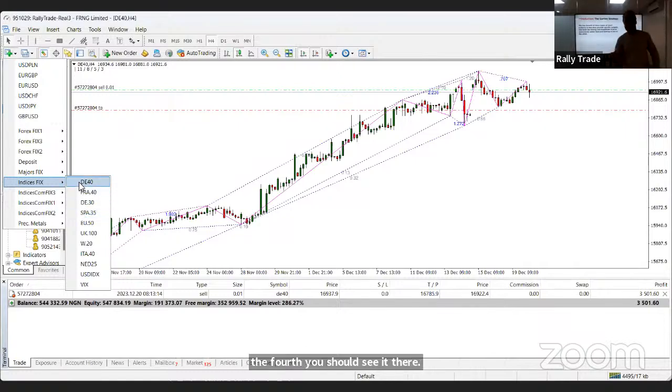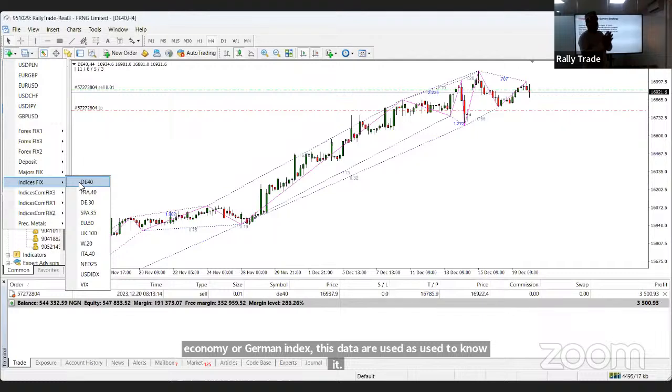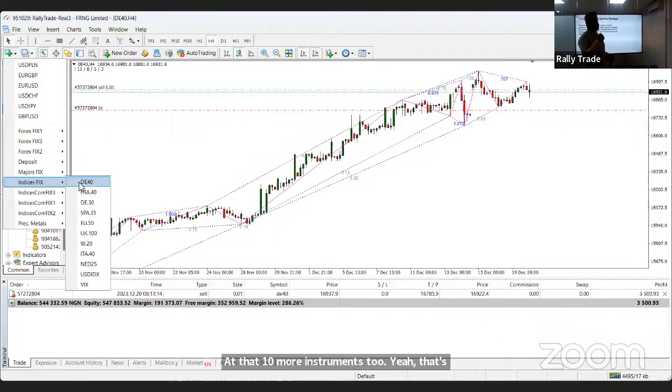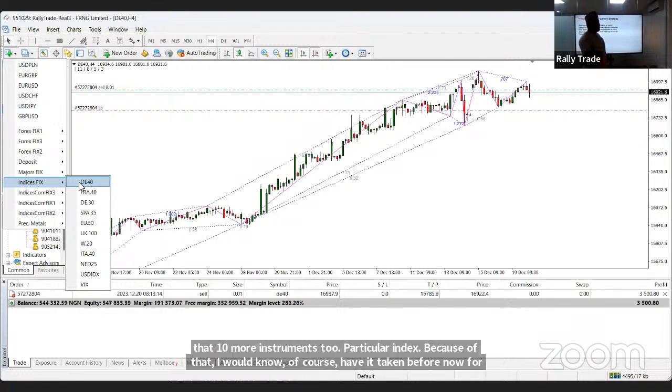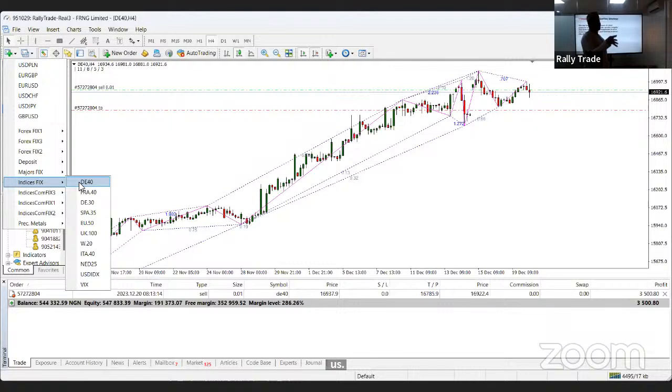Now D30 will still be there, but the truth is this, you will not be able to place a trade on D30 anymore because we have moved to D40. All of us know the reason why. The German index, D30 as we used to know it, added 10 more instruments to that particular index. Because of that, instead of having 30 before, we now have 40. That's why the name changed from D30 to D40. So you should be able to place trades on D40.